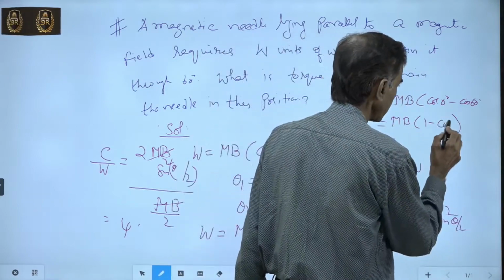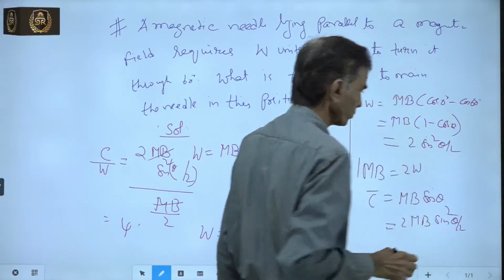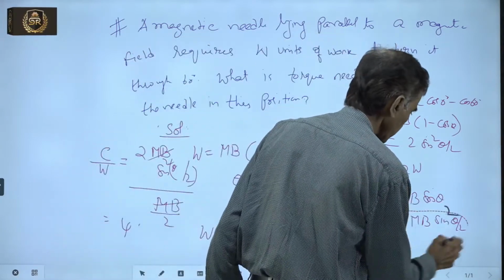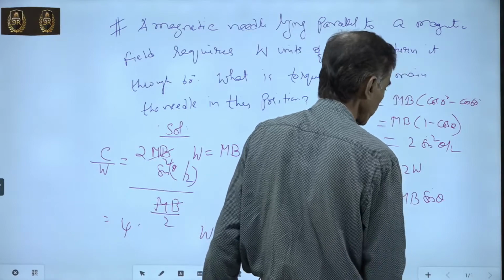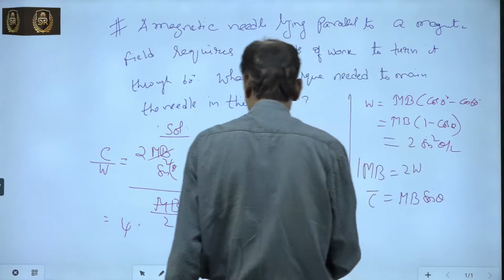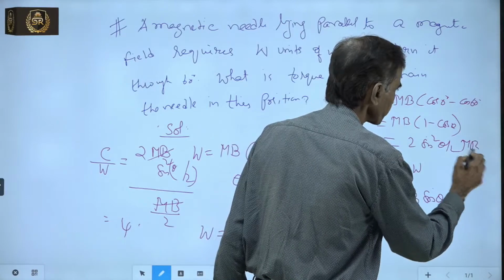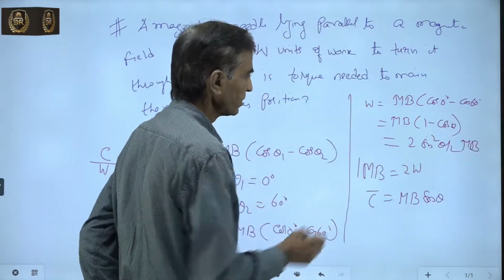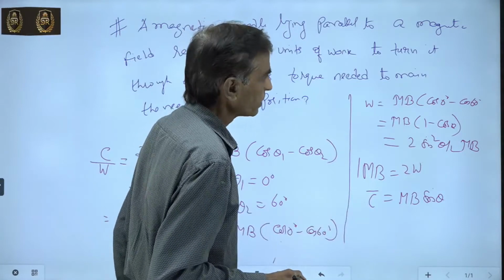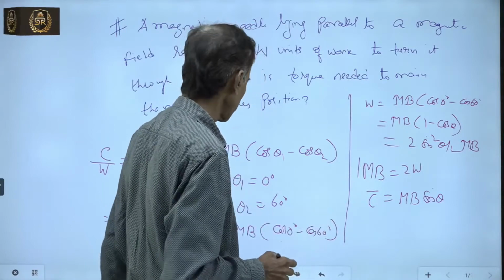So 1 minus cos theta, we'll write it as 2 sin square theta by 2. This is not a mistake here. We can't write sin theta here. So this is MB into 2 sin square theta by 2. Right. Now we will divide one by the other. Then what will we get here? 2 sin square theta by 2. Then we have tau equal to MB sin theta.